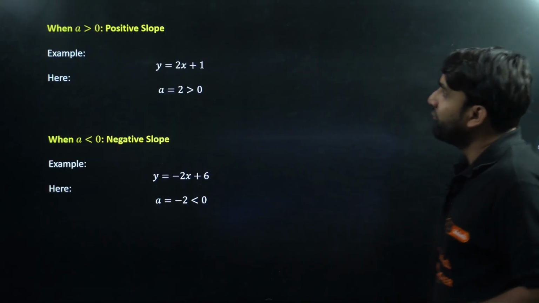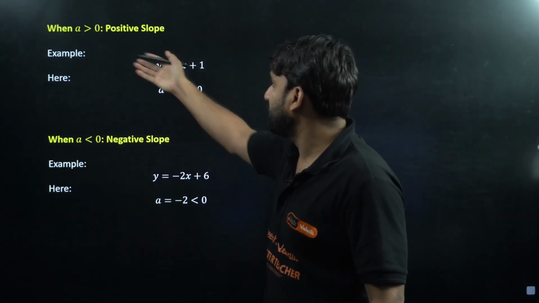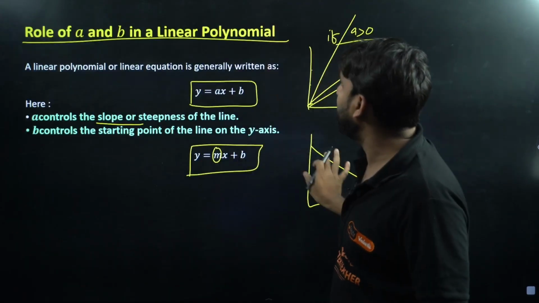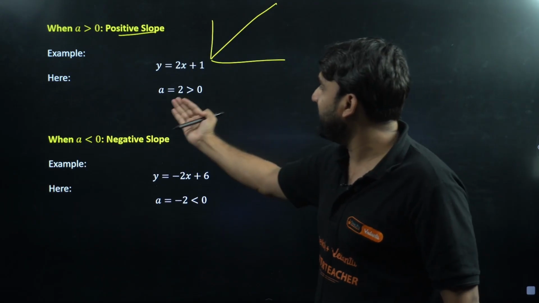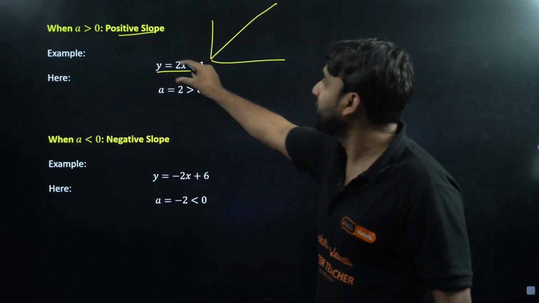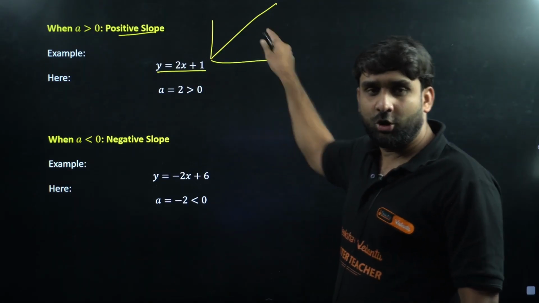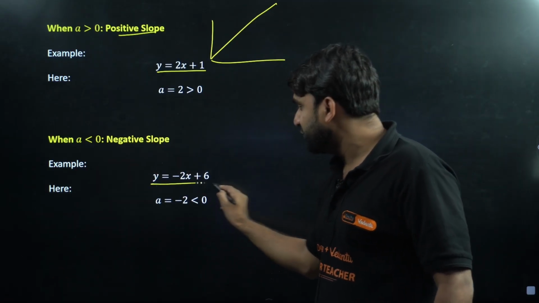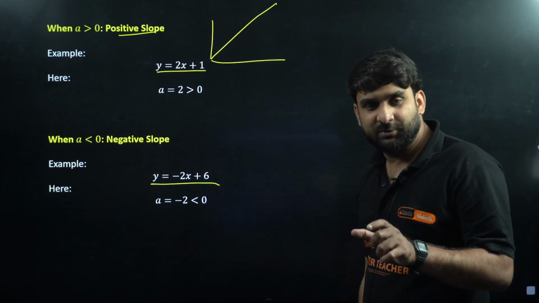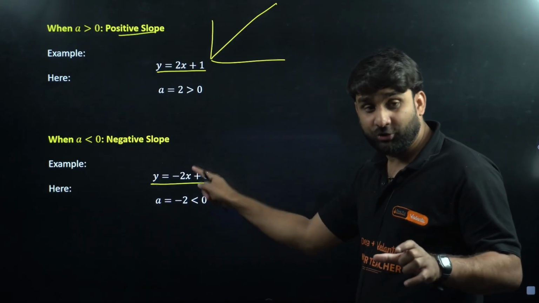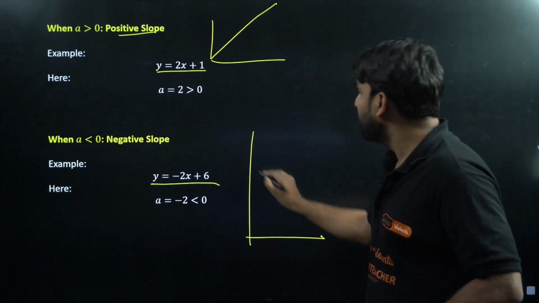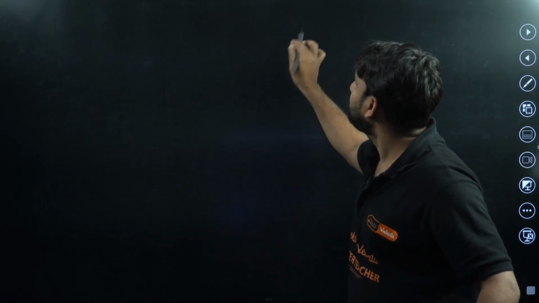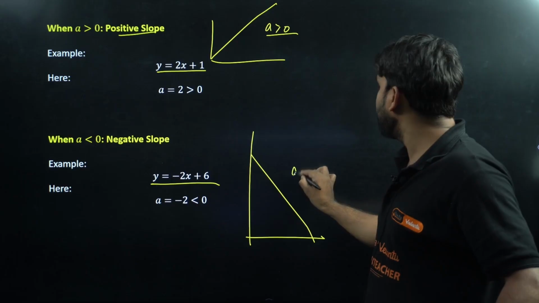Now moving ahead, when A is positive, the slope is positive. So when A is greater than 0, the slope will look like this. When A is greater than 0, one example you can see, if you draw the line of this equation on a graph, the line will look like this. When A is negative, negative slope, I mean in this equation, can you see here one example, y is equal to minus 2x plus b. So let's find the solution and draw this line on a graph. You will find that the graph is going in this direction. So whether the graph will be positive or negative, A decides.